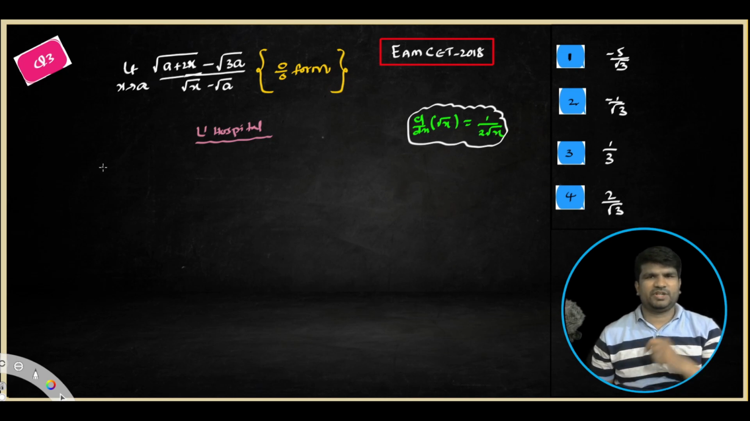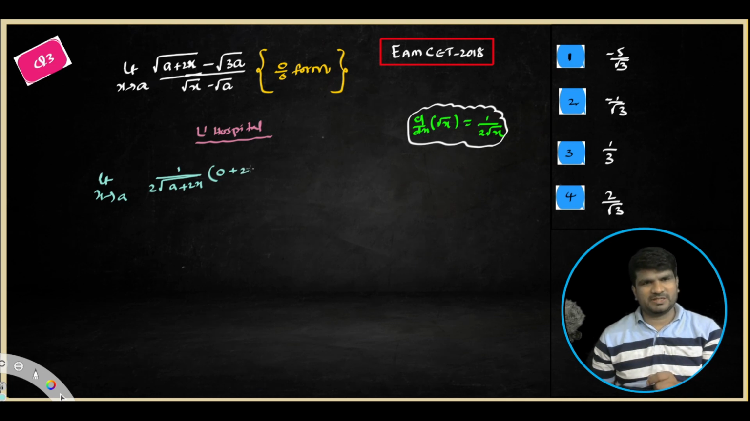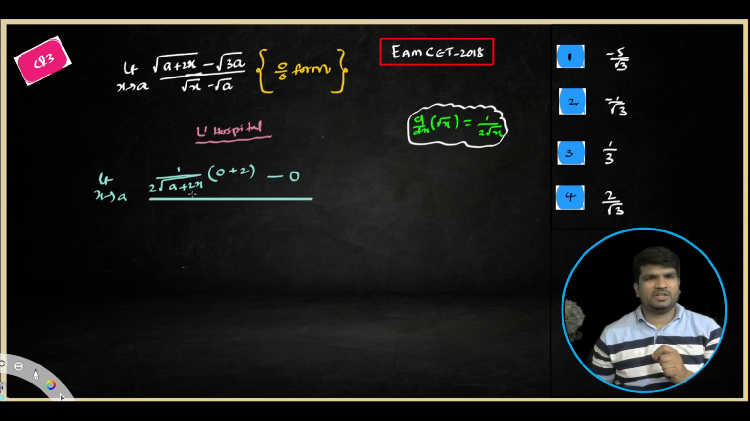Okay. Now differentiate the numerator and denominator with respect to x. So limit x tends to a, differentiation of root is 1 by 2 root a plus 2x. And inner derivative of a plus 2x, a is constant, its differentiation is 0, differentiation of 2x is 2, minus root 3a is a constant, its differentiation is 0, whole divided by, next, differentiation of root x is 1 by 2 root x minus differentiation of root a is a constant, 0. So this 2 gets cancelled.